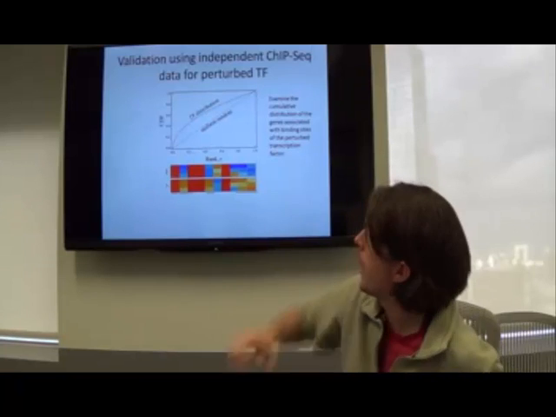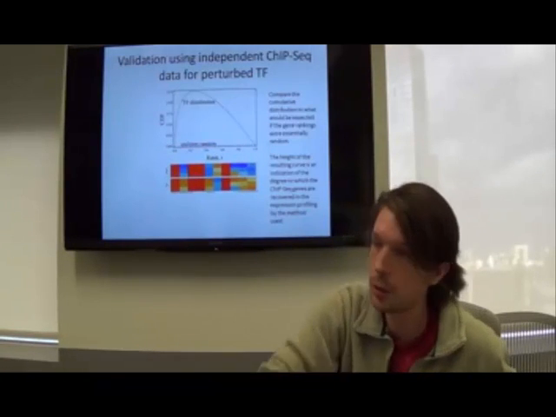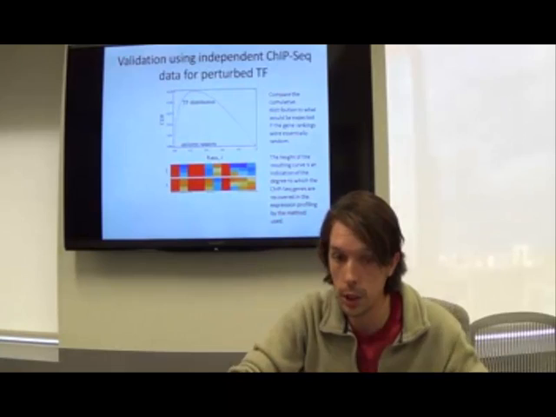So then let's subtract the random part, because we're not interested in the random part. We just subtract the dotted line from the filled line, and then we get a curve that looks like this. Then we take the height of that curve as a measure of how good your method of differential expression analysis is. It's a measure of how much you have prioritized the correct genes.